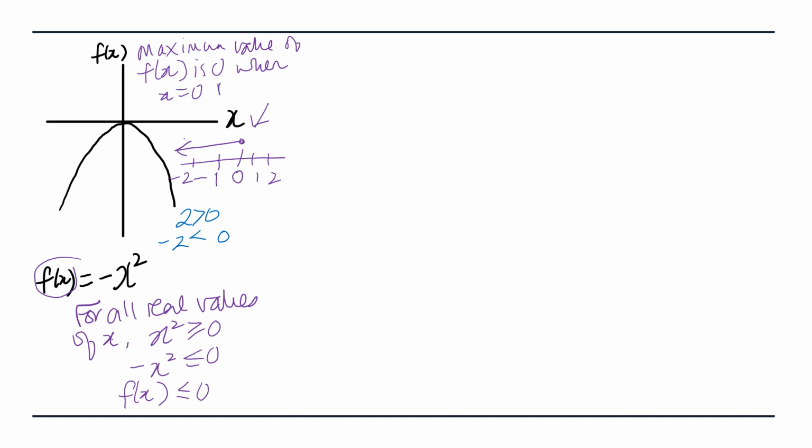Okay, so therefore the maximum point will be (0, 0), right? So if you are asked to find the maximum value of f(x), it will be 0, and the corresponding value of x will be 0. And if you are asked to find the maximum point for this curve, f(x) equals negative x squared, it will be (0, 0). Okay, let's look at a second curve.